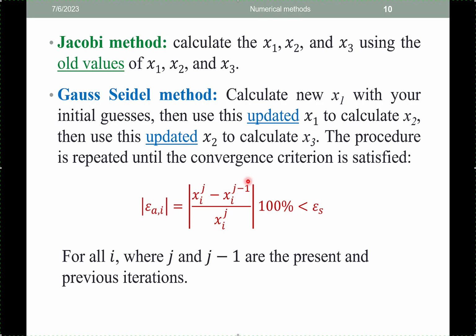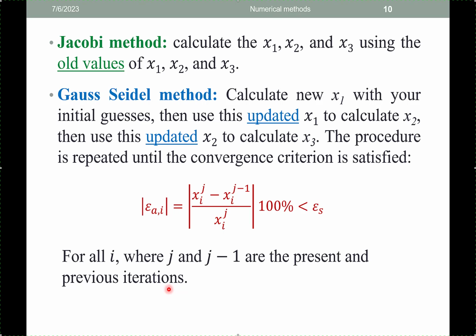And then for convergence, we check the current estimate for a variable x compared to the previous estimate, divided by the current estimate, times 100. We want to check that this is lower than some certain tolerance. In this case, i represents all the variables, so if we have 3 variables, i is 1, 2, 3, and j is the iteration. So j would be the current or present iteration, while j minus 1, which is what we see here, is the previous iteration.